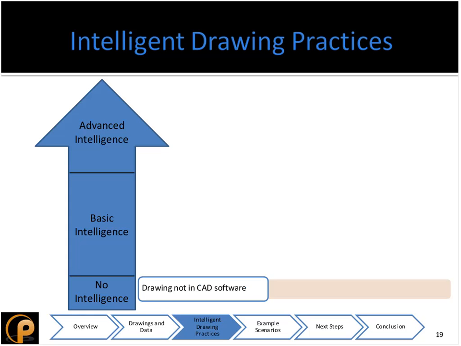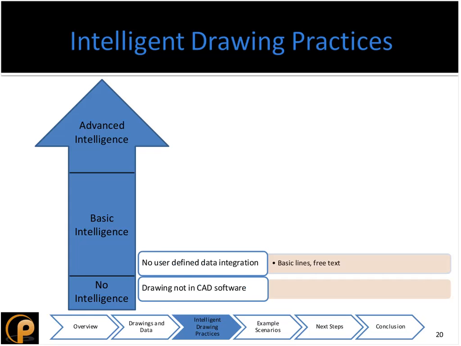So first I'm just going to say no intelligence would be if your drawing wasn't even in a CAD software, right? There's no other data inherent to your drawings because it's not an electronic file. But once you get out of that region, you get into what I call basic intelligence, which is basically using blocks and attributes within a drawing. So the lowest level is actually if you just have your drawing in a CAD software and you don't use any of the attributes or blocks. So you just have basic lines and free text. That would be what I would consider the lowest level of basic intelligence.